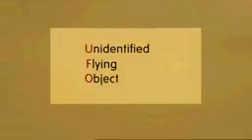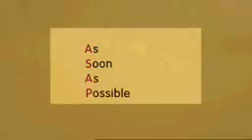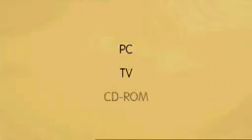You might recognise some of these common abbreviations. UFO stands for Unidentified Flying Object. ASAP means as soon as possible. Other common abbreviations are PC for personal computer, TV for television, and CD-ROM. That's a compact disc with a read-only memory. Notice that each letter in the abbreviation is pronounced separately, but the last letter is pronounced more strongly because it carries the primary stress. So we say USA, ASAP, ABC, and TV.